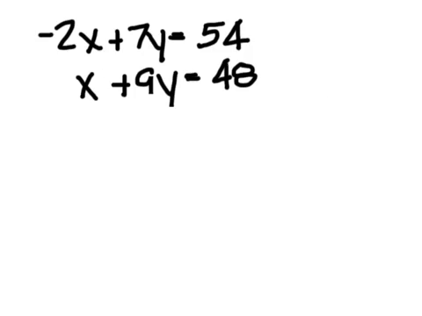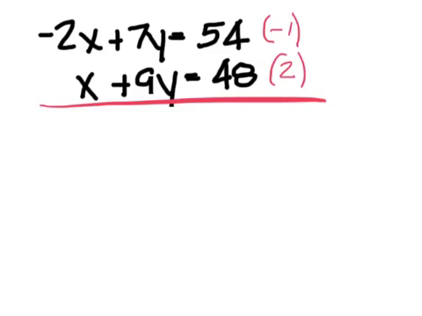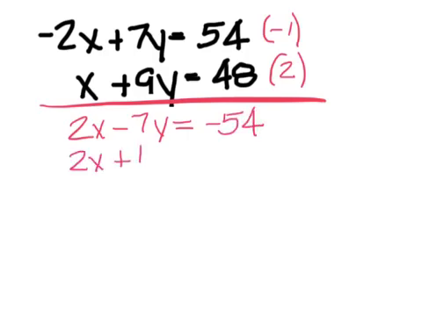Here's one more example before you get to the practice. For this problem, what could I multiply the top equation by? -1. And what about the bottom? 2, yeah. So my equation on the top, after I multiply through by -1, is 2x minus 7y equals a -54. And on the bottom, it'll be 2x plus 18y equals 96.